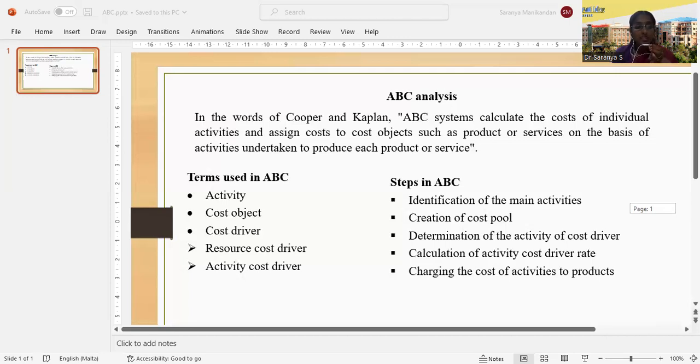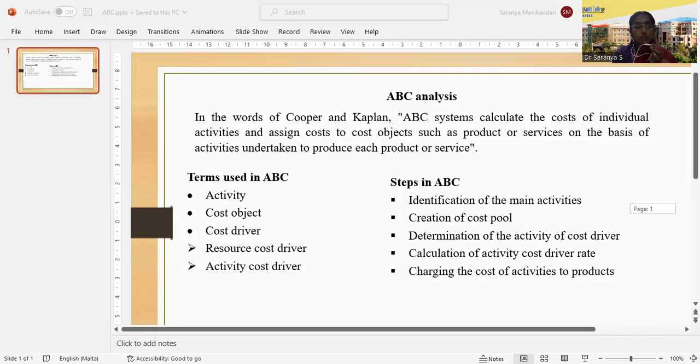The second point is creation of cost pool. So cost pool is nothing but a cost bucket that should be created for each activity. It is like a cost center around which costs are accumulated. And third point is determination of the activity cost driver. So cost driver, we already discussed about this. A factor that influences the cost of a particular activity is known as cost driver.